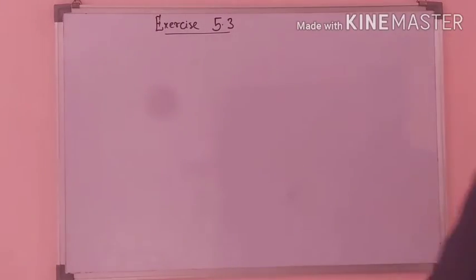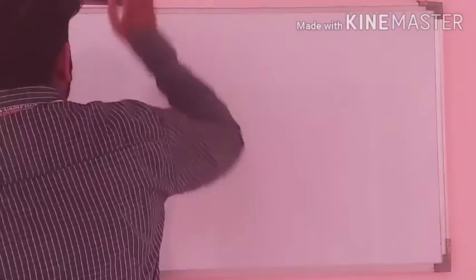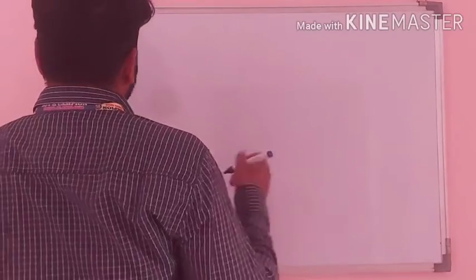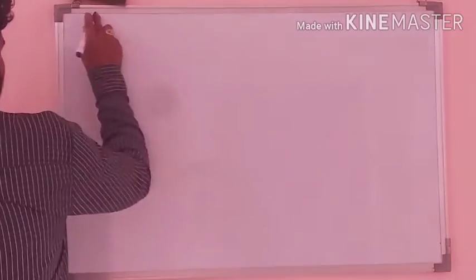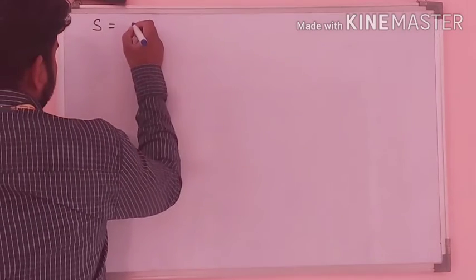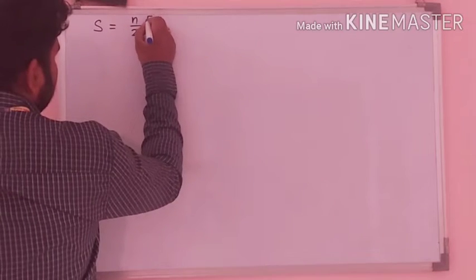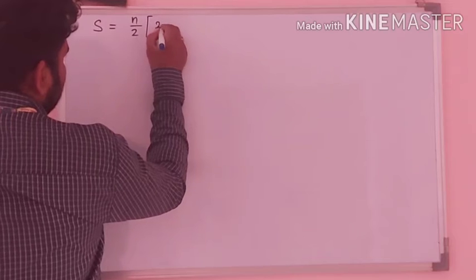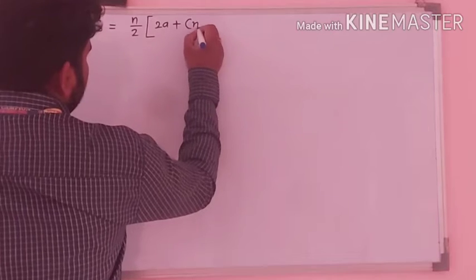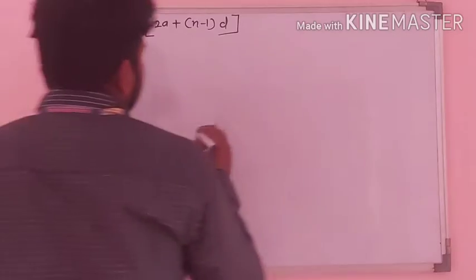Question number 3, we have a formula. Okay, let's see. Formulas. The formula of sum: S is equal to n by 2, 2a plus n minus 1 d.